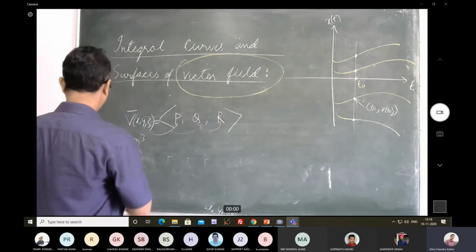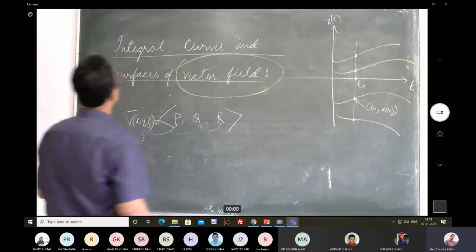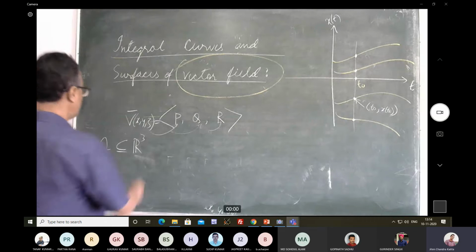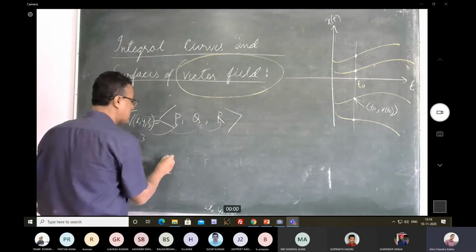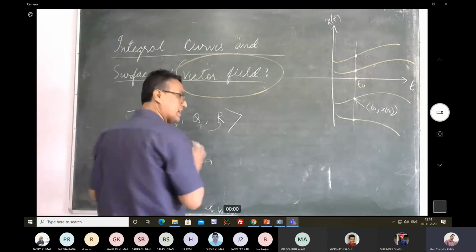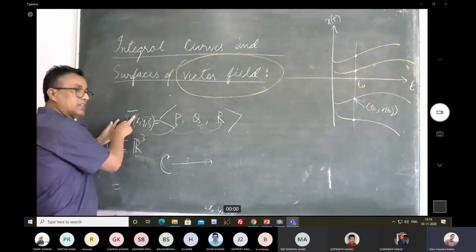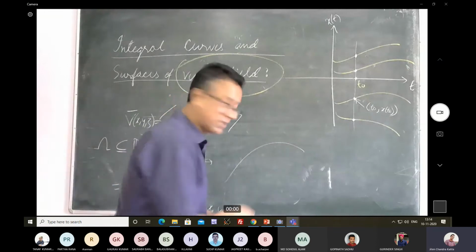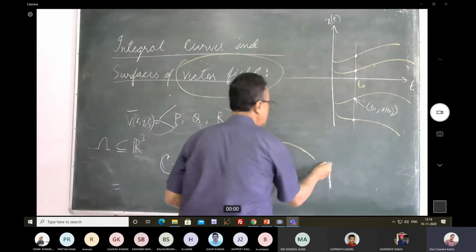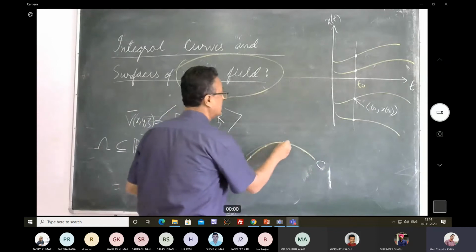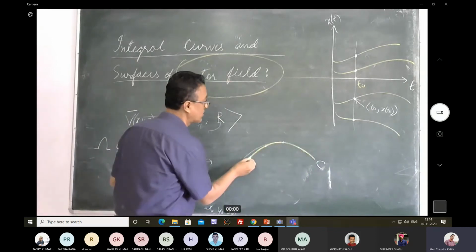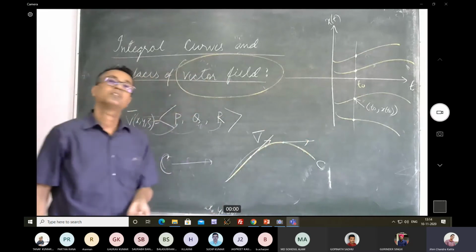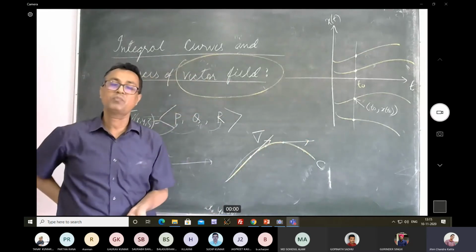So then I will define a curve C. I'll define a curve C as the integral curve of this vector field if at each point on the curve C, your V is a tangent. Is it okay with everybody?